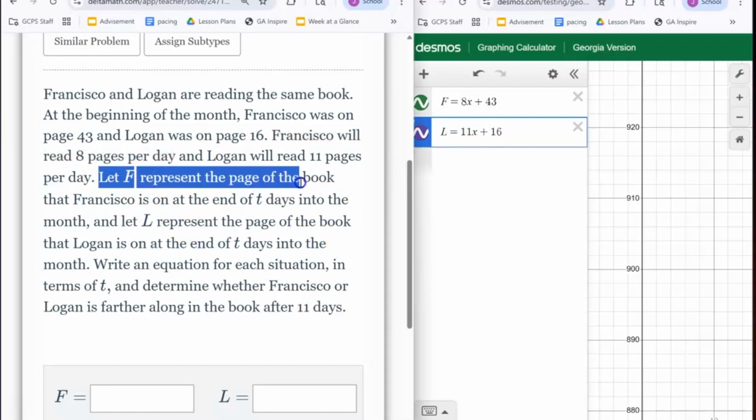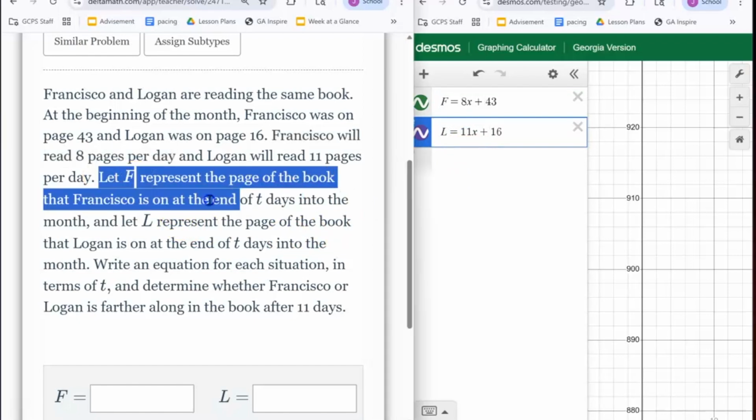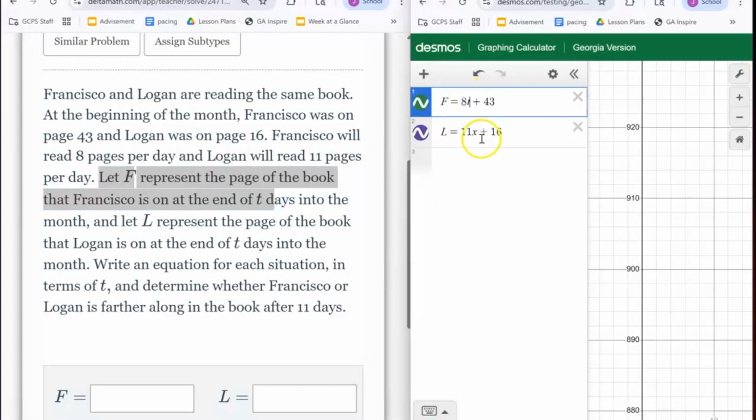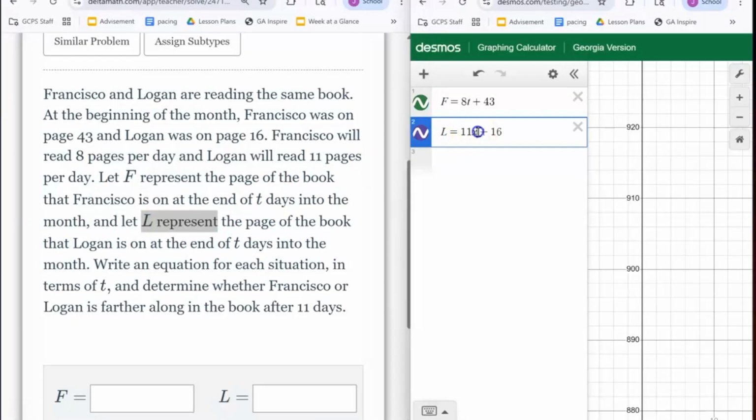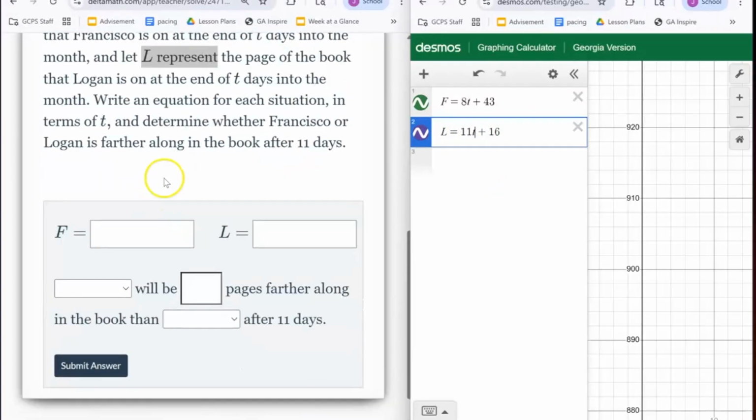Let F represent the page of the book that Francisco is at the end of T days. Okay, so they're telling me do not use X, make sure you use T. Into the month, and let L, so I need to say L, which is what I chose, the page of the book where Logan is at the end of T days. So again, we're not using X, but T. Write an equation, so I did that, in terms of T, and determine whether Francisco or Logan is further away after 11 days. So this is my equation, and I need to know where we are at day 11.